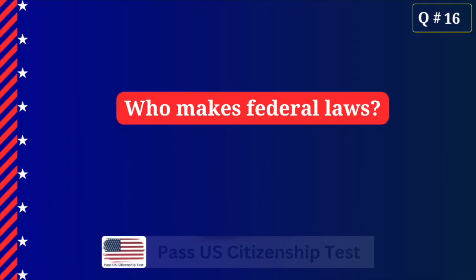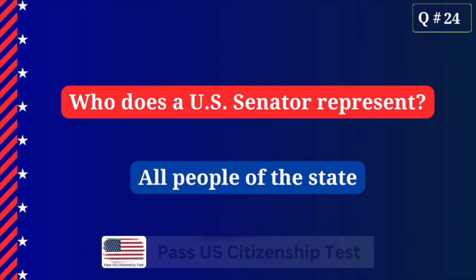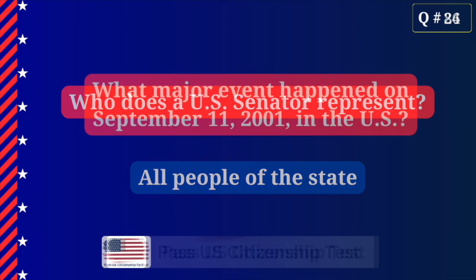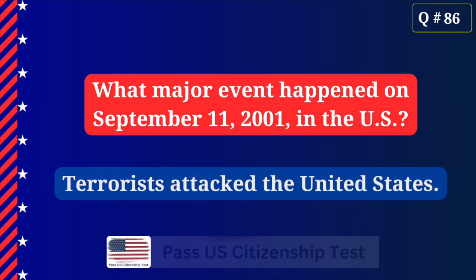Who makes federal laws? Congress. Who does a U.S. Senator represent? All people of the state. What major event happened on September 11, 2001 in the United States? Terrorists attacked the United States.